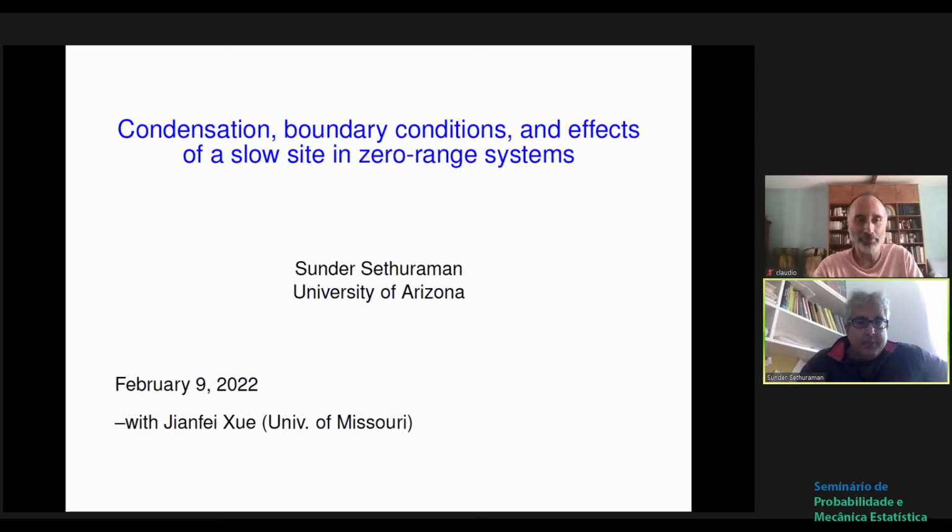So let me talk about something about zero range systems. This is work with Jianfei Xue, who was here at Arizona, but he's now a postdoc at the University of Missouri. And this problem is about how some boundary conditions arise, and since the zero range system can sometimes be thought of as a queuing system, how maybe a slow queue might develop, something like that.